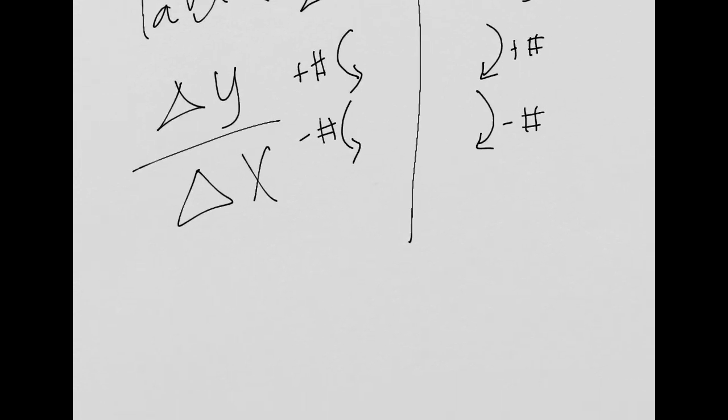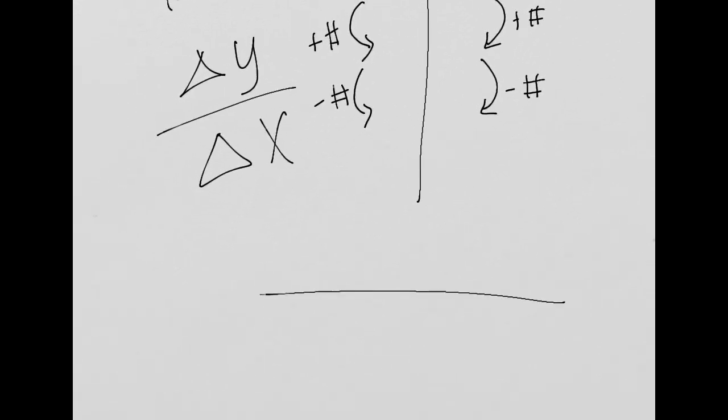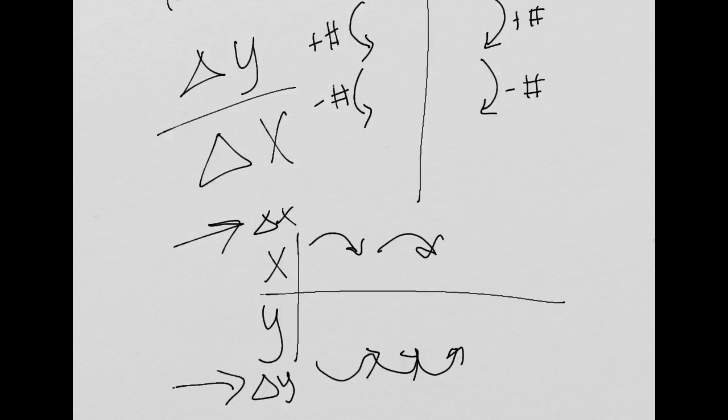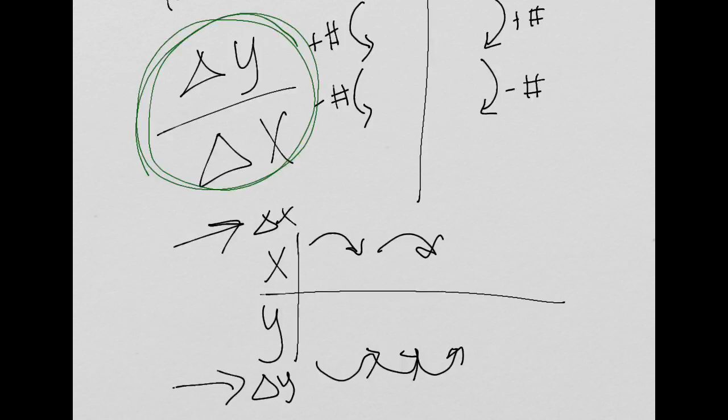And you can do the same with a horizontal table. X is always the top and y is always the bottom. So your change in x, what do you have to add or subtract? And then change in y on the bottom. Be careful with your horizontal tables because it looks like x is on top, y is on bottom, but your slope needs to be y on top. So with the horizontal tables, be really careful.